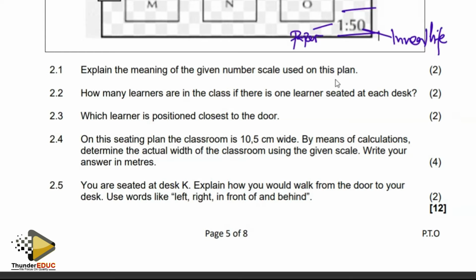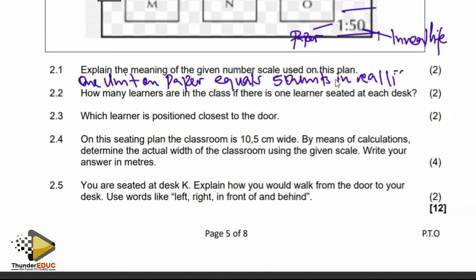So what we're going to do is say, 1 unit on paper equals to 50 units in real life.